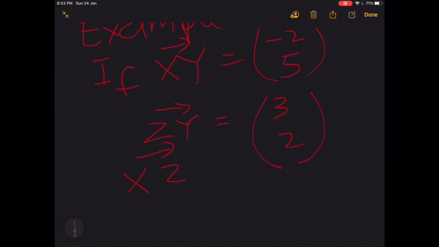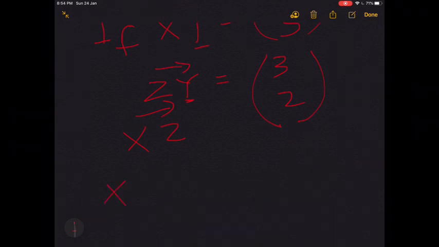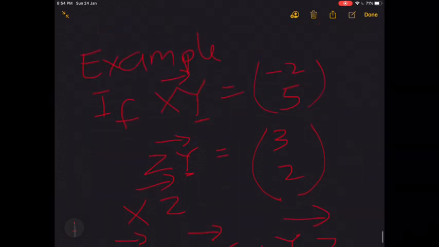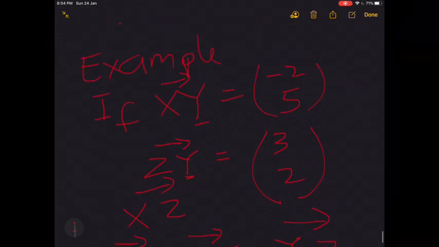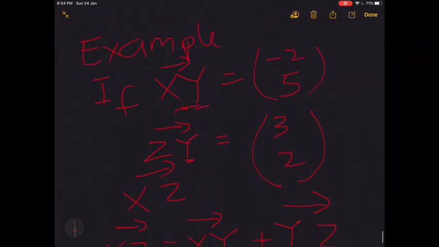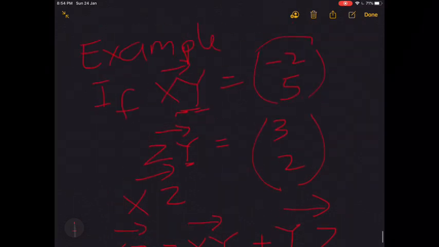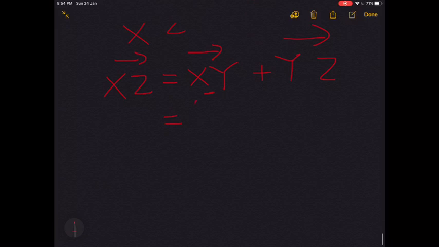When given a question like this, look out for common points. You can see the common point will be y. So if we were to move from x to z, that would be the same as moving from x to the common point y, and from y to z. We're given xy. So we just write the components of xy, minus 2 and 5 right here.